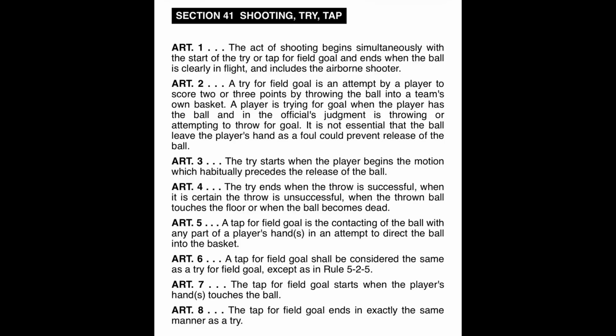Now let's get to the heart of our keywords here about try and tap. A try for field goal is an attempt by a player to score 2 or 3 points by throwing the ball into a team's own basket. A player is trying for goal when the player has the ball and, in an official's judgment, is throwing or attempting to throw for goal. It is not essential that the ball leave the player's hand, as a foul could prevent release of the ball. That part is going to be very key in remembering that fouls could prevent the release of the basketball to go in flight.